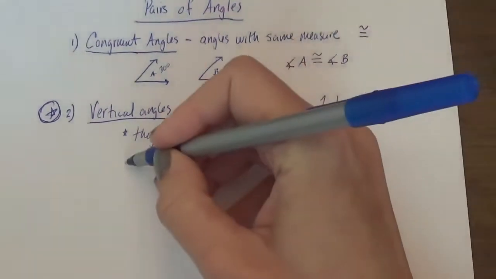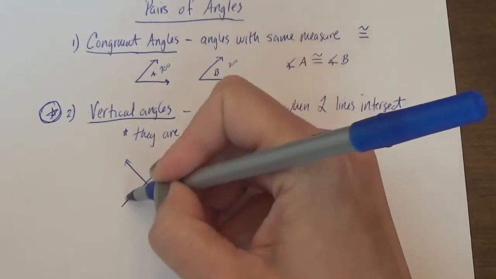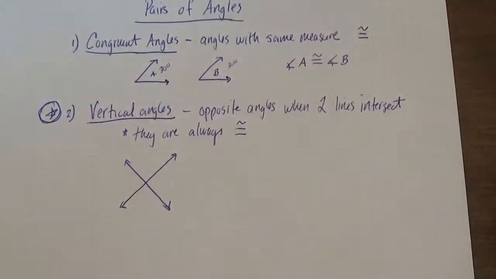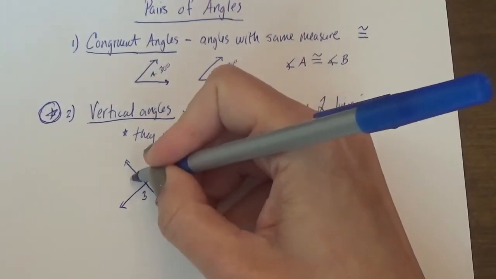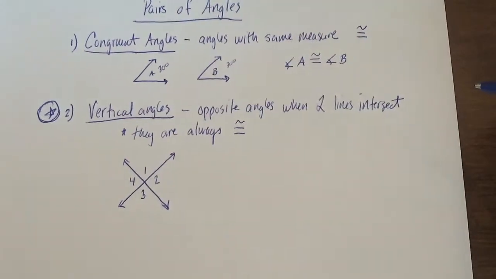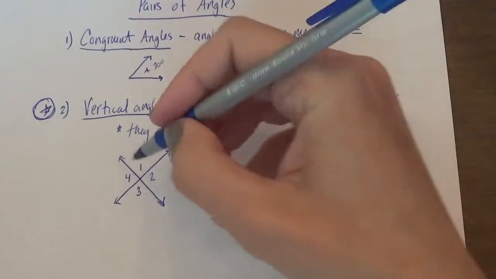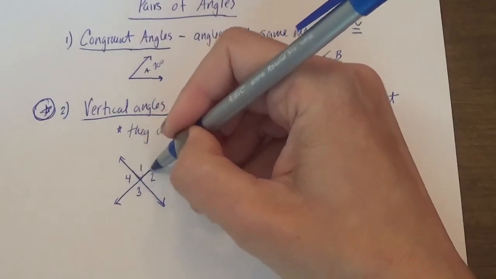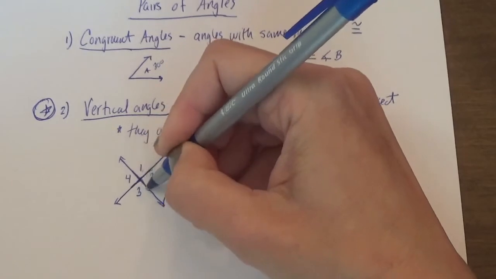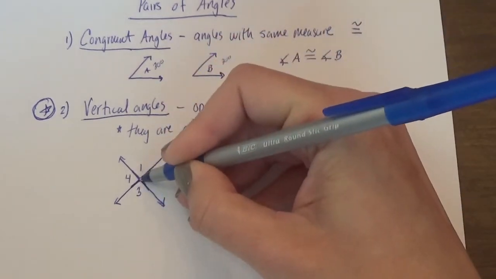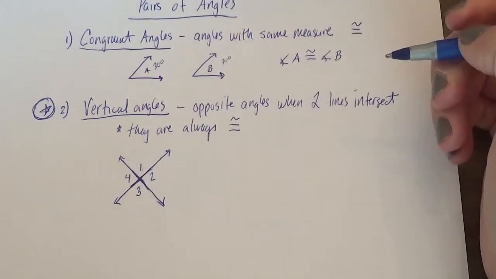So check this out. If you drew two intersecting lines, and let's number them. Let's say this is angle 1, angle 2, angle 3, angle 4. Vertical angles are opposite each other. So 1 and 3, it's kind of like they're pointing to each other. If you trace their angle, see how it makes a point? Angle 3 is pointing to angle 1. Those two are kind of partners.